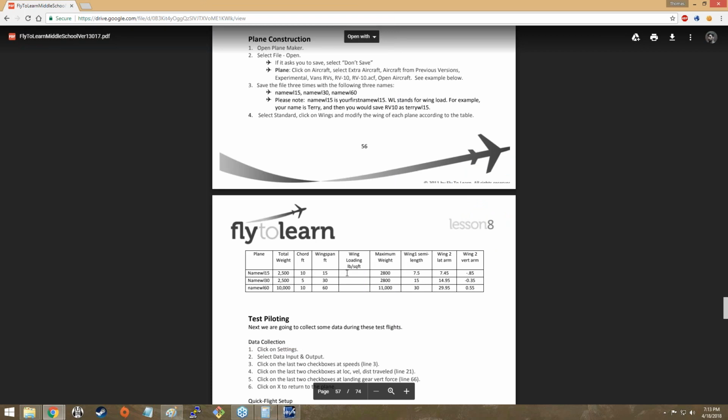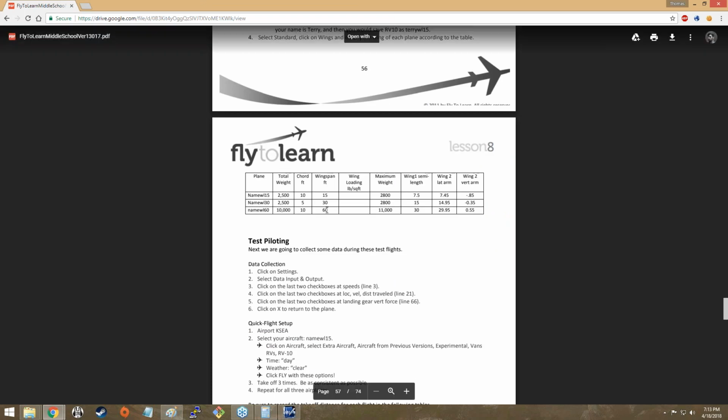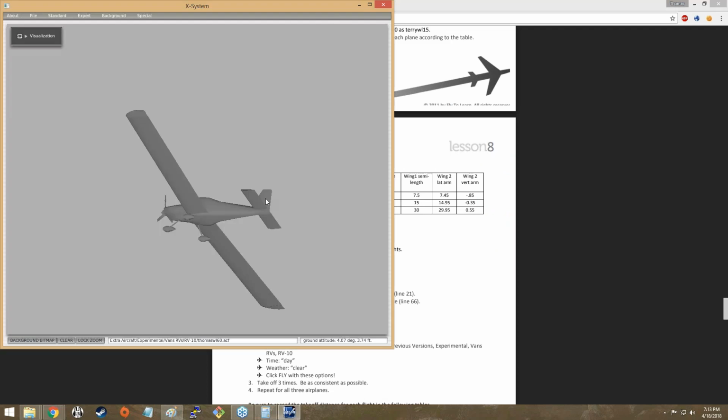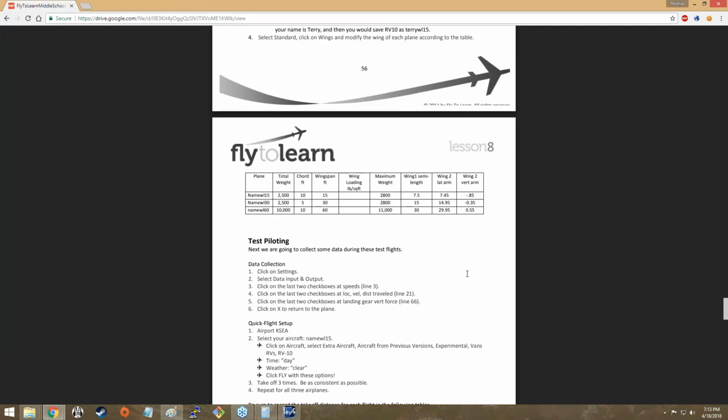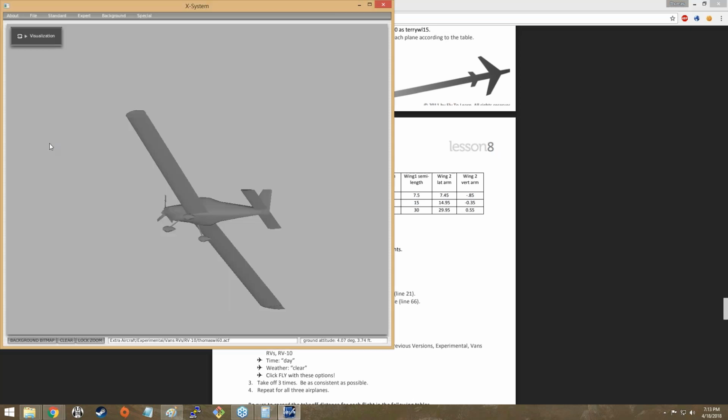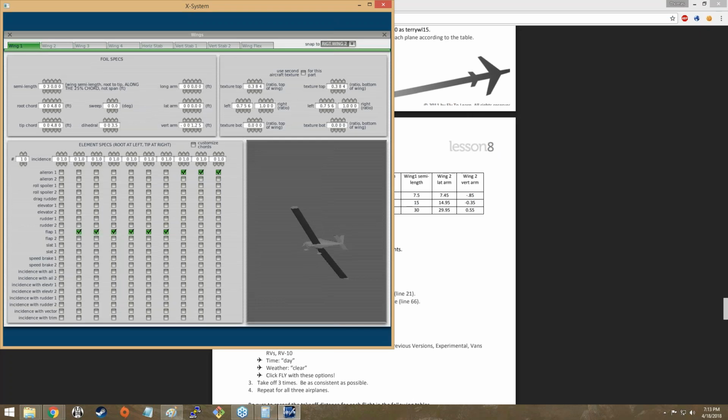So here we've got our plane stats for each of these. So the idea is we change the wing size for each of these, and then the weights on the last one. And that's meant to illustrate the difference. So in order to do that, we go up here to Standard and then Wings.